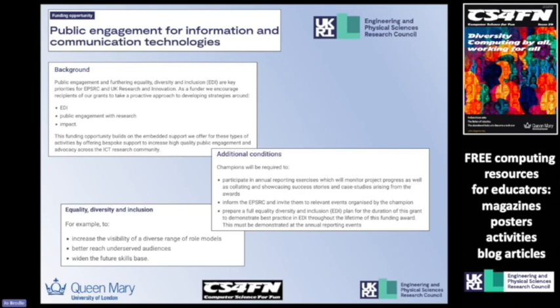Public engagement champions. So there are five public engagement championships in computer science. We're all doing slightly different projects. And specifically, they have mentioned, particularly the one bottom left, they want us to increase the visibility of a diverse range of role models. Now, we were actually already doing this before we got the funding. Those posters were created in 2018, 2019, so we were already doing a lot of these things.